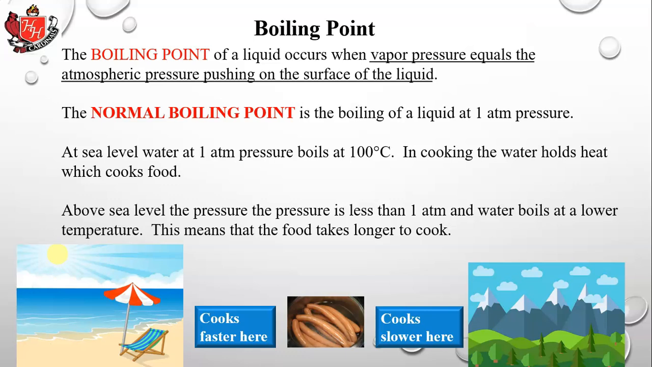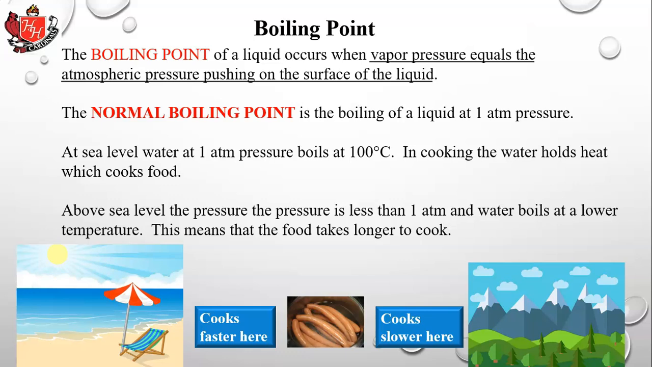The normal boiling point is the boiling point of a liquid at 1 atmosphere pressure. In other words, right here at sea level. At sea level, water at 1 atmosphere pressure boils at 100 degrees centigrade. That's the number we're familiar with for the boiling point of water. In cooking, the water holds heat which cooks foods.